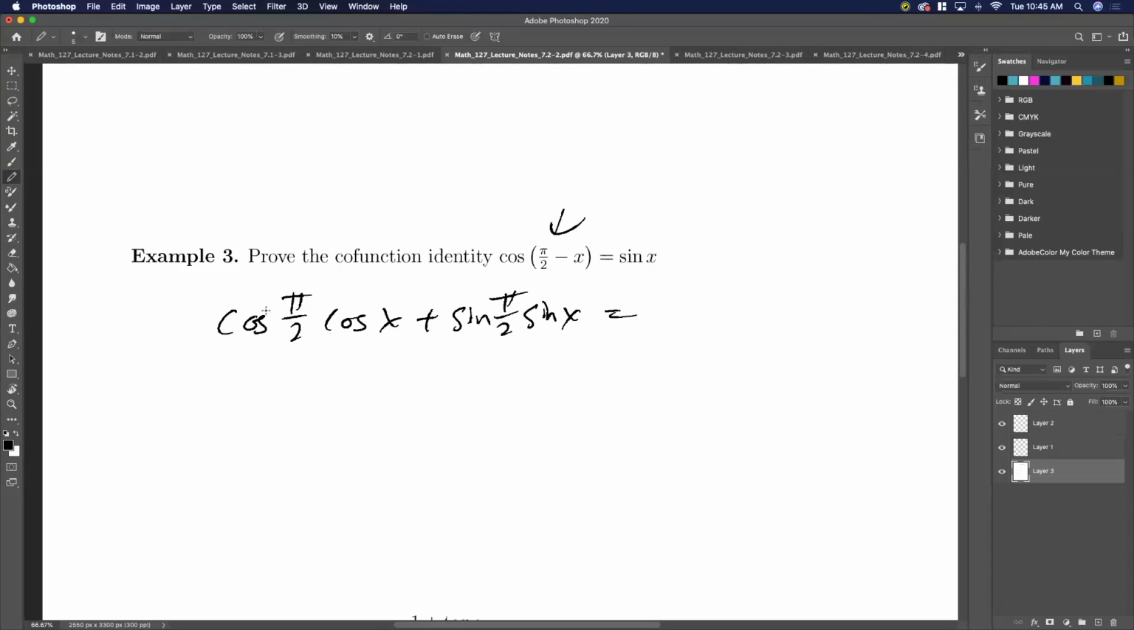And okay, so what's cosine of pi over 2? Does anyone remember? What's this? 0. Yeah, so this is 0. And so I'm just left with sine of pi over 2, which is 1. So this is just equal to sine of x. So here we've proven our cofunction identities, and this is an official proof, right, that this works if we assume that the other one is true, that this equals sine of x. So that's just something fun to do.